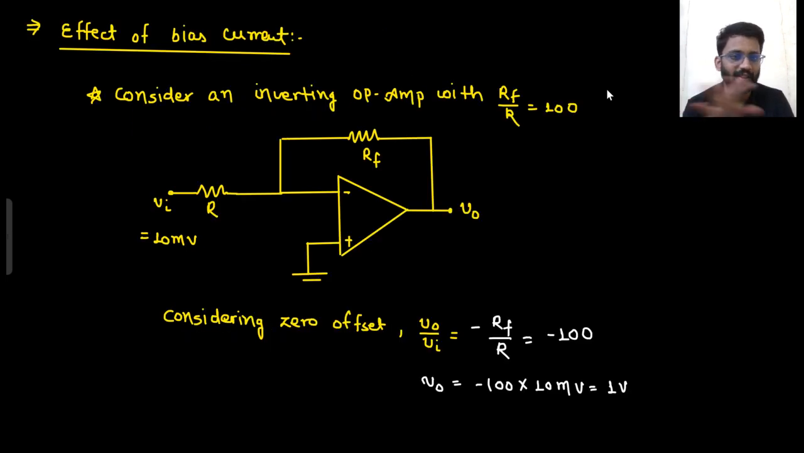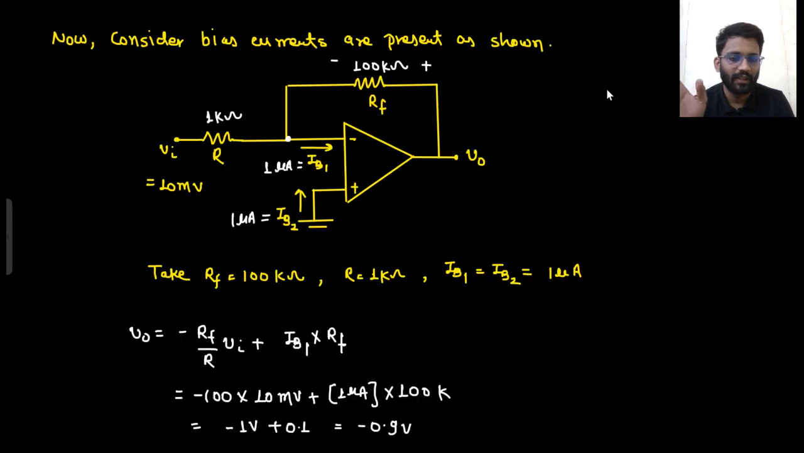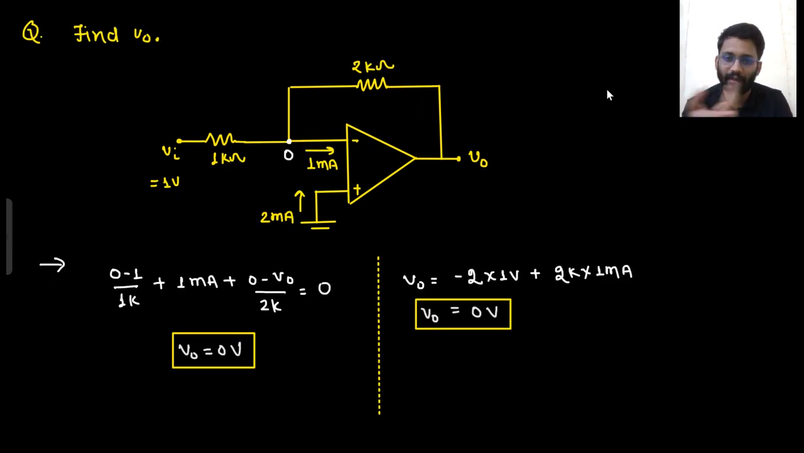If no compensation resistance is connected, then simply your V01 would be IB1 into RF. That's it. And we saw some particular question as well, how it is giving the error. So again, here it is giving 10% error. But this question was very easy. So here also we got V0 equal to 0 volt.